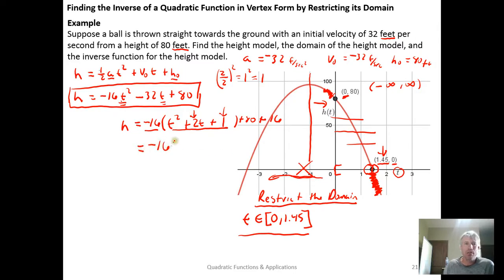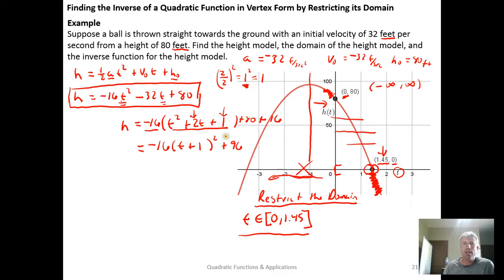Negative 16. I completed someone's square. Whose square did I complete? I did t, and I squared a 1, so it's going to be t plus 1. Plus 80 plus 16 is 96. And there I have completed the square.